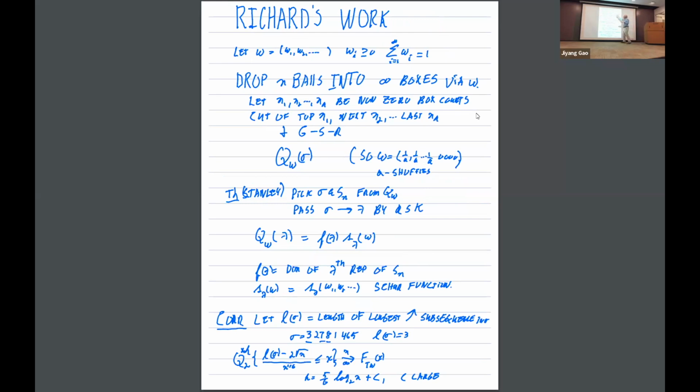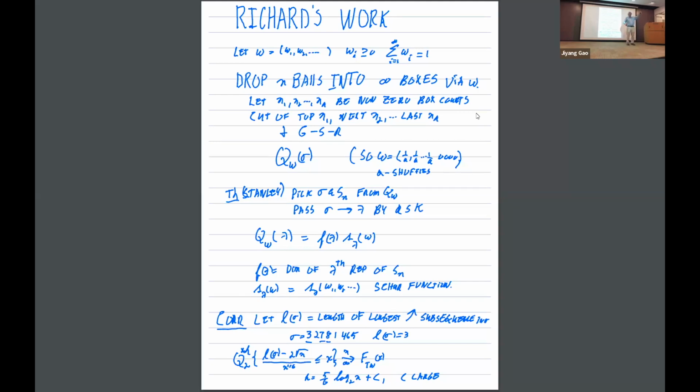Instead of A as a general vector, let omega be an infinite tuple, omega 1, omega 2, etc., where the omega i are non-negative and they sum to 1. So it's just some countable probability distribution. Drop n balls into infinitely many boxes with probability omega. Many of the boxes are going to be empty, but the chance of a ball dropping into box 37 is omega 37. It's a probability distribution. Makes perfect sense, right? Drop n balls into infinitely many boxes according to that multinomial distribution.